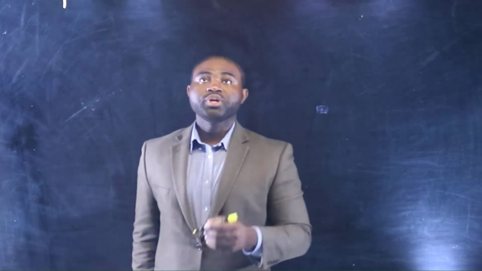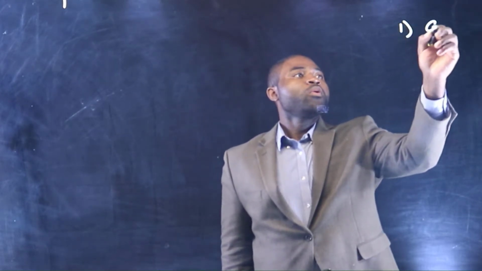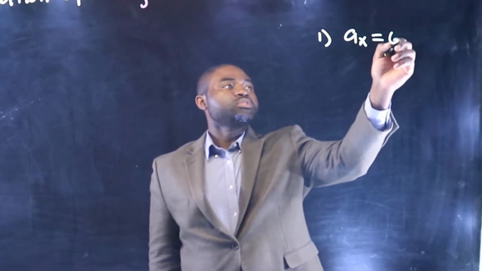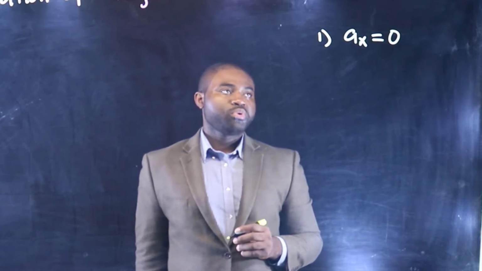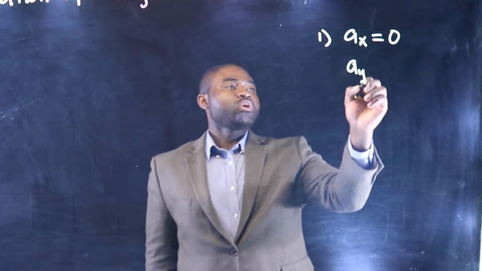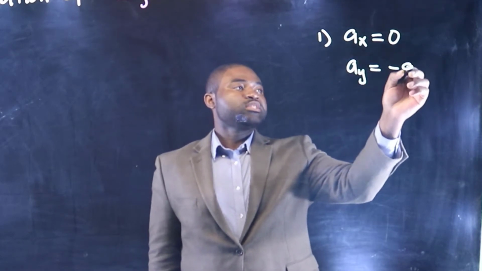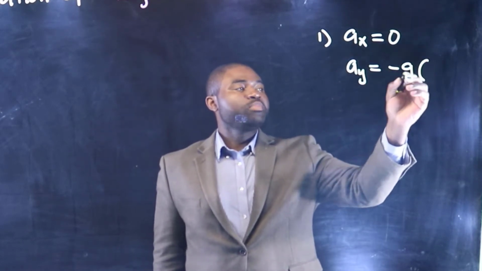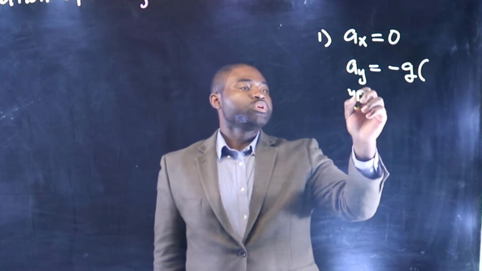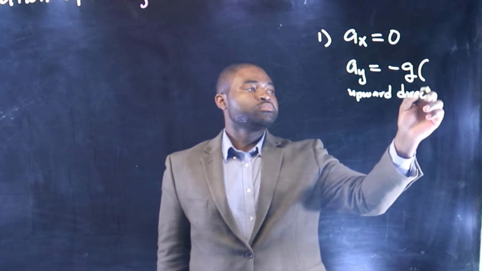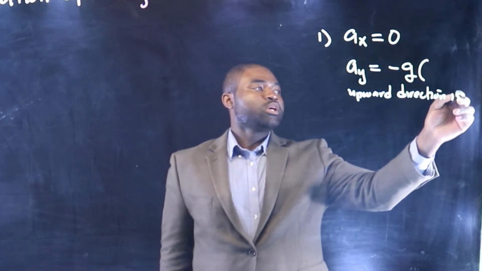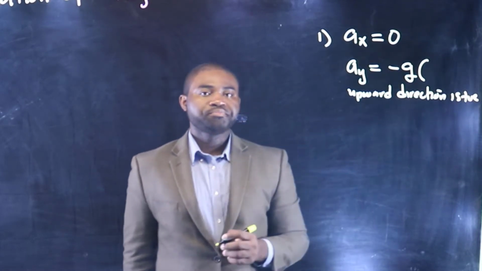So we know that, one, AX is equal to 0. We will take the upward direction to be positive. That means that AY is equal to negative g, simply because the upward direction is positive.